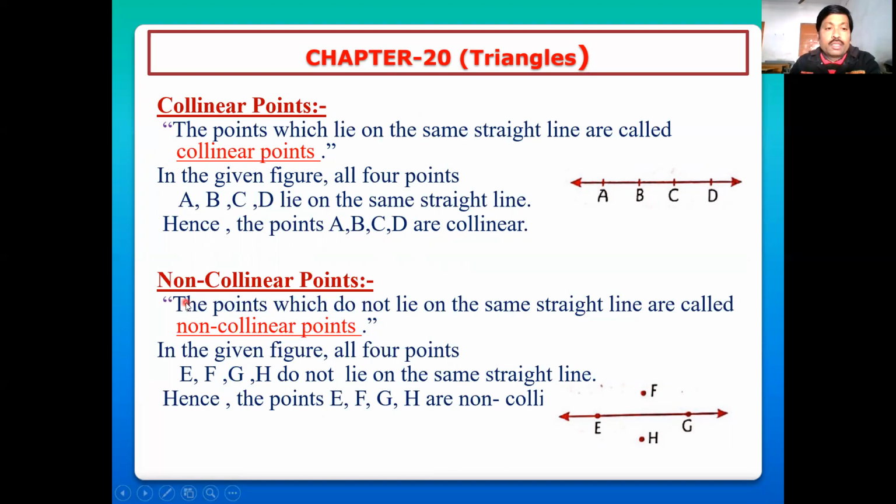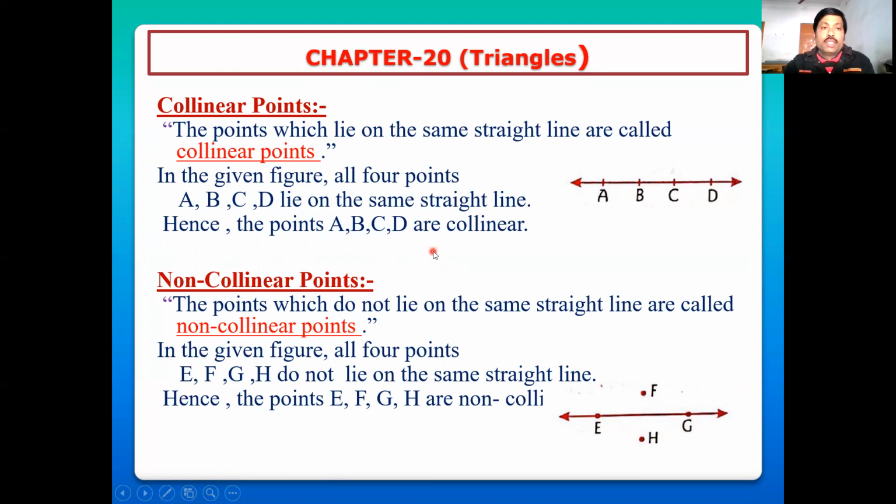Now, see the next topic, non-collinear points. The points which do not lie on the same straight line are called non-collinear points. Here we see E, F, G, H are the points, and all 4 points do not lie on the same straight line. So these are called non-collinear points. E, F, G, H are non-collinear points because they do not lie on a straight line.